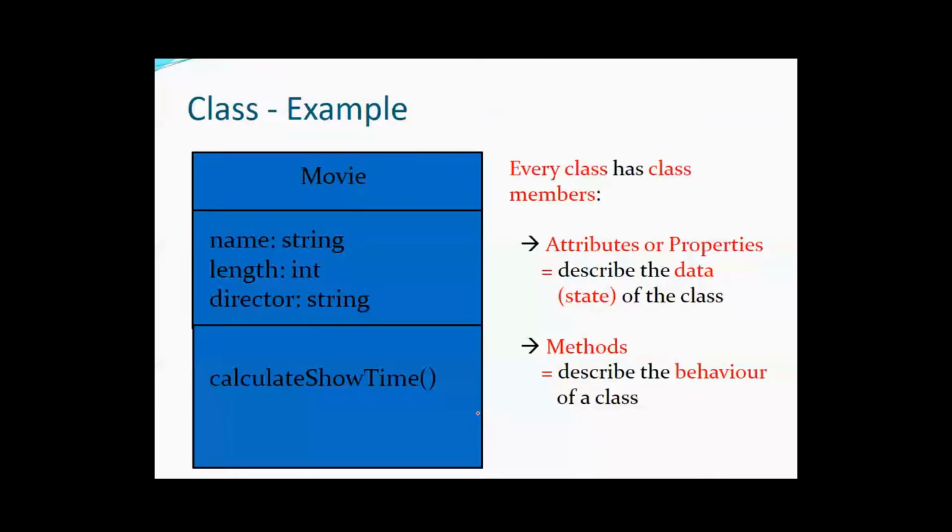This is an example of a class. The class is called movie. The attributes of the class are name, length, and director, and this is the type value, and this is the method, calculate short. You see, there are no values. If you put values, it will become an instance.